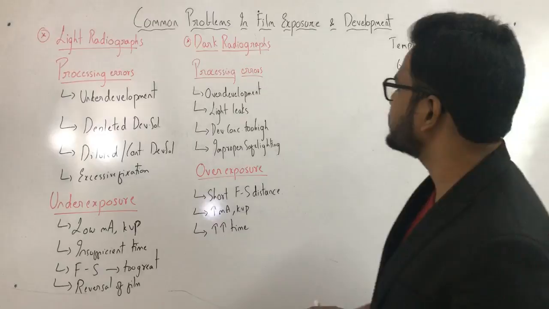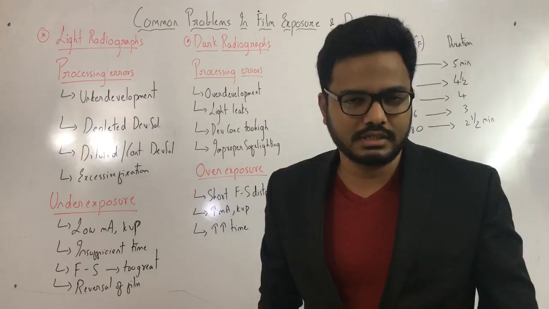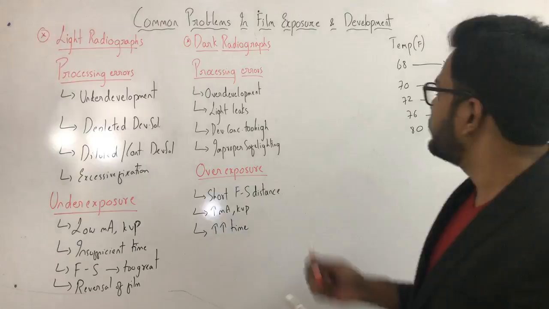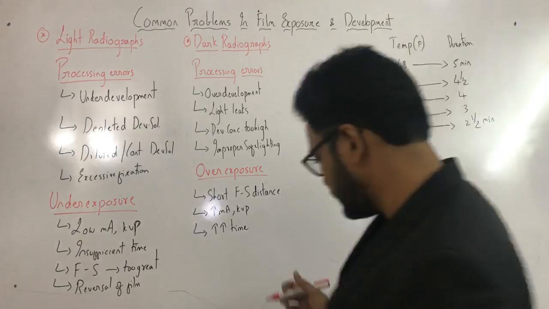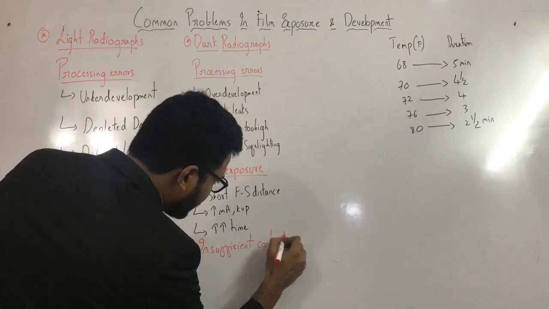Now, apart from light radiographs and dark radiographs, we'll discuss contrast, right? Contrast is the ability to differentiate your radiolucent and radiopaque areas, light and dark areas in your radiograph. So, insufficient contrast. Let me write it down here itself. Now tell me the reasons why, or in which cases, we can have insufficient contrast.